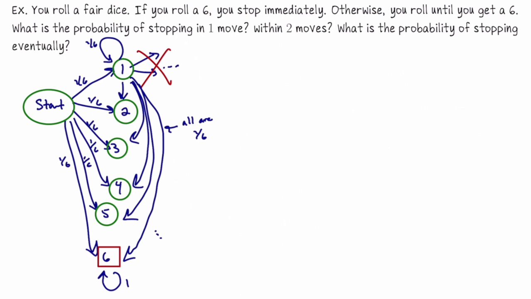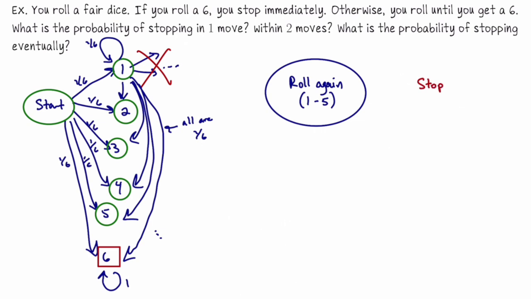So just like with the coin flipping exercise, we can think of this problem as having two distinct states. We need to roll again, or we just rolled a 6. So let me do roll again. And that's equivalent to having just rolled a 1 through 5. It's also equivalent to starting. Okay, so that's one state. The other one is stop. That's because we just rolled a 6.